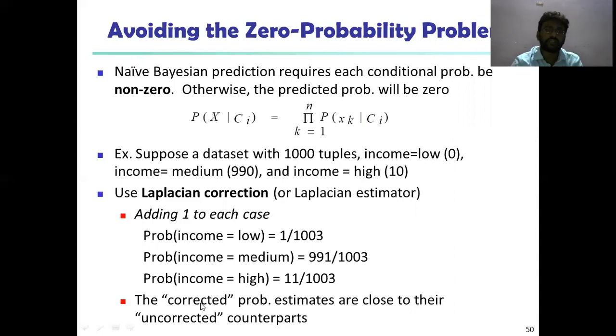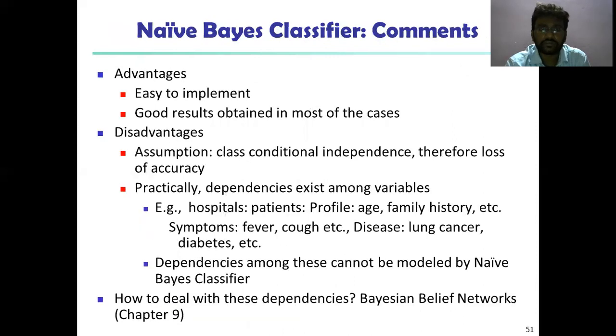If you add 1 on the top and 1 at the bottom, the value automatically stays the same. So we are adding 1 to avoid the zero probability problem. If a zero is there in the probability, it leads to a wrong calculation. So we add one more thing, that is the Laplacian correction.